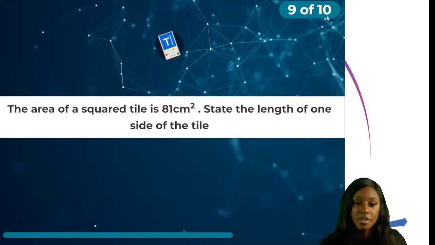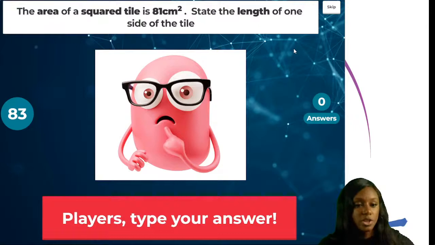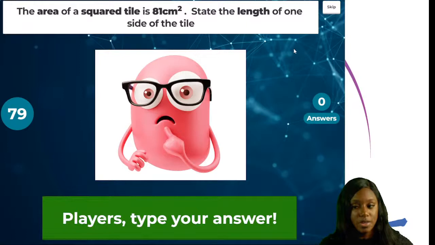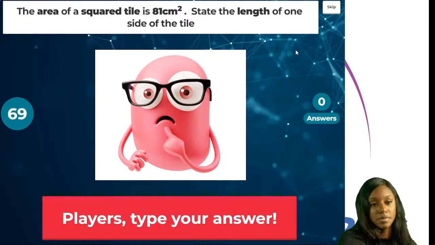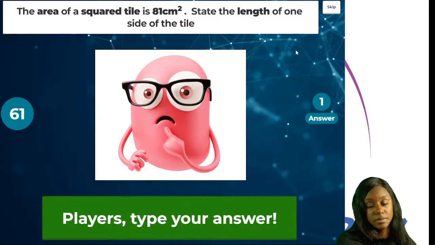The area of a squared tile is 81 centimeters squared. State the length of one side. Make sure you write your units. Do not just write the number, write the units. Do not just write the number for the answer. Make sure you write the units. The tile is a square. So that should tell you something about the tile. What's the length of one side? The area is 81 centimeters squared.